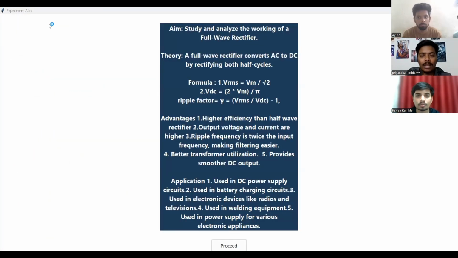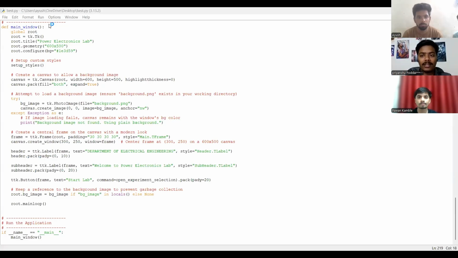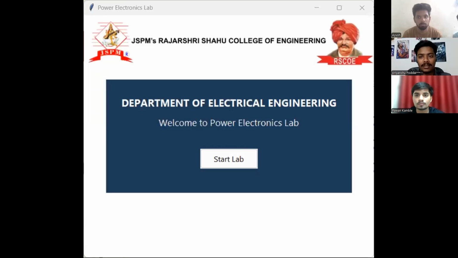Some example outputs from our lab. You can clearly see the waveforms for different converters and rectifiers. This really helps in understanding how a circuit behaves without touching a breadboard. Internally, when an experiment is selected, the system dynamically loads the relevant circuit diagrams and uses mathematical code to simulate its behavior, which is then plotted graphically.